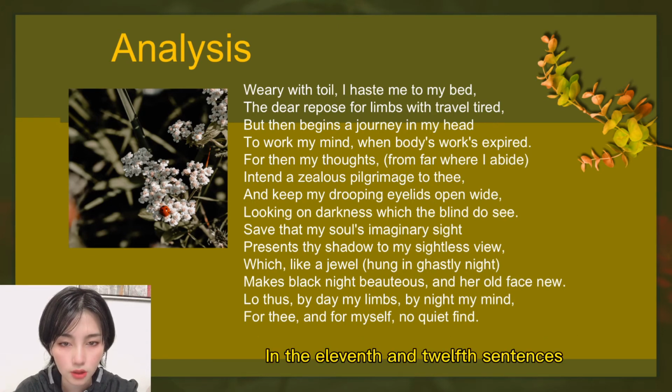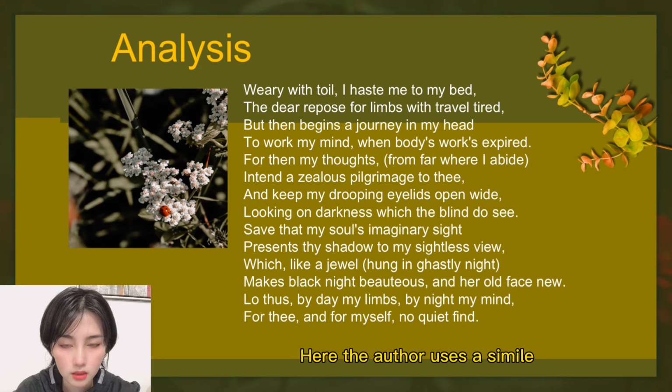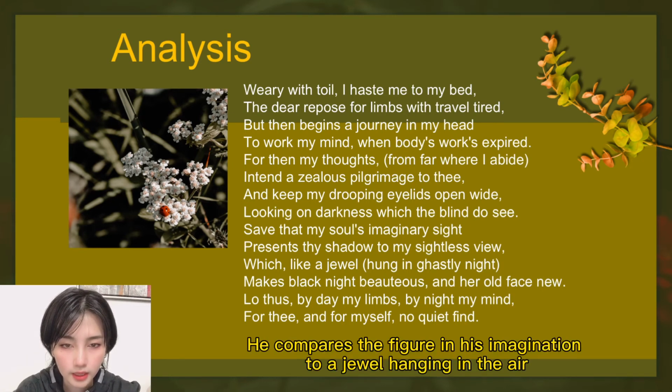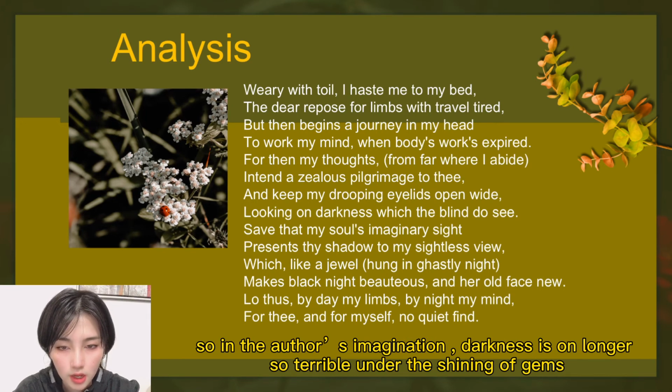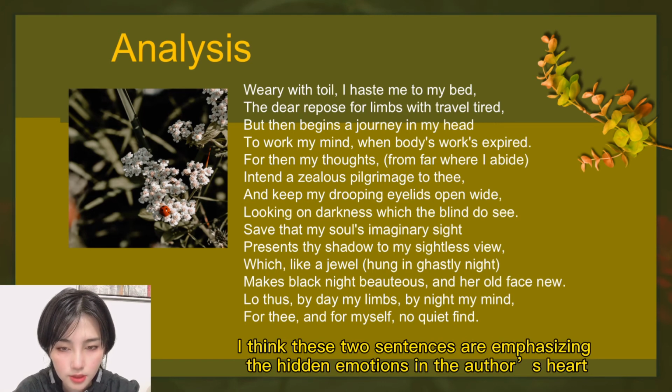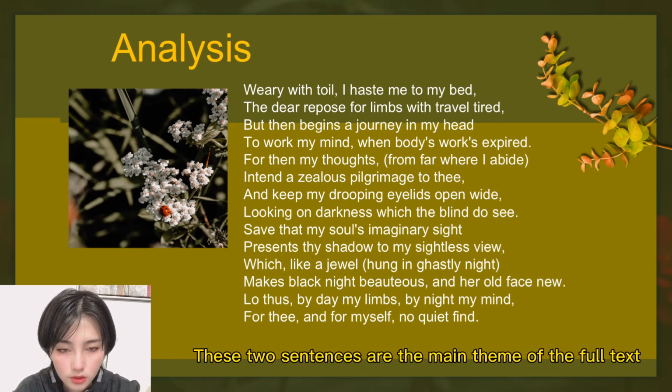In the 11th and 12th sentence, the author thinks the darkness is terrifying. Here, the author uses a simile. He compares the figure in his imagination to a jewel hanging in the air. Gems are precious and beautiful, so in the author's imagination, darkness is no longer so terrible under the shine of gems. I think these two sentences emphasize the hidden emotions in the author's heart, a kind of peace and beauty. Those two sentences are the main theme of the full text.